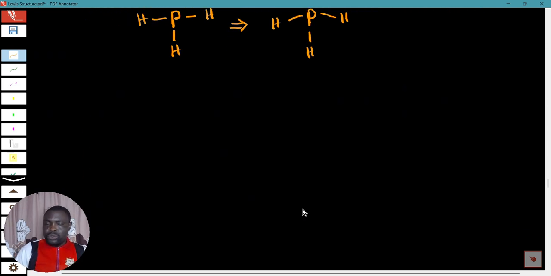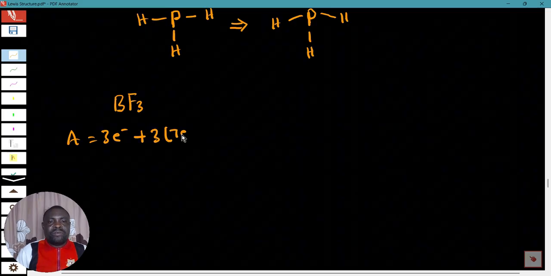Now let's go to boron trifluoride. Now the available electrons: boron is in group 3, that will give me 3 electrons, plus fluorine is in group 7, that will give me 7 electrons each. So what do we have? That the total will be 24 electrons. Now the central element is boron.